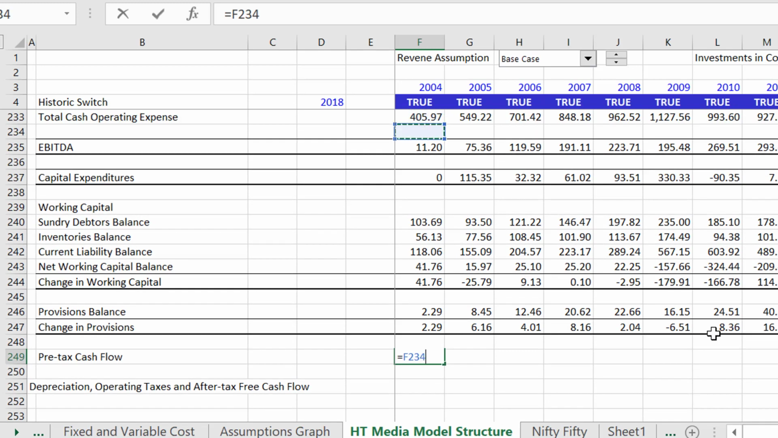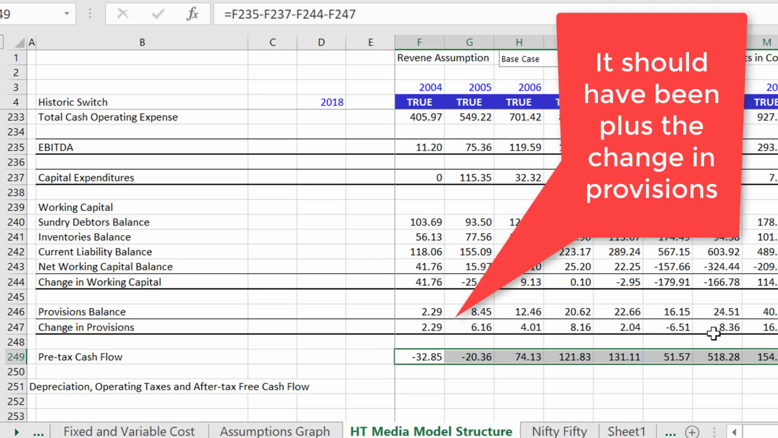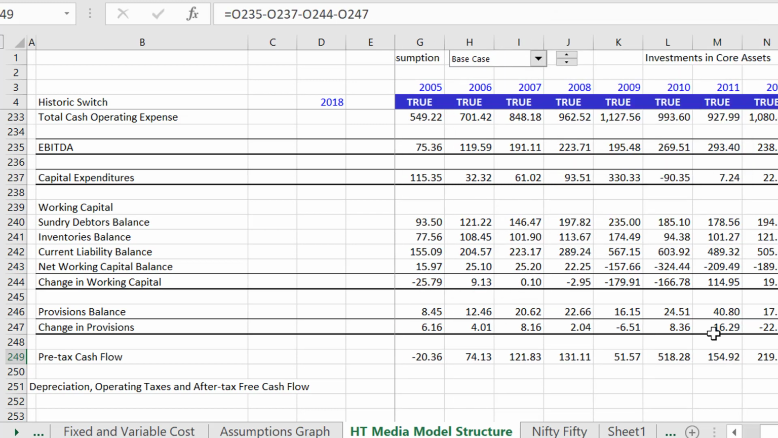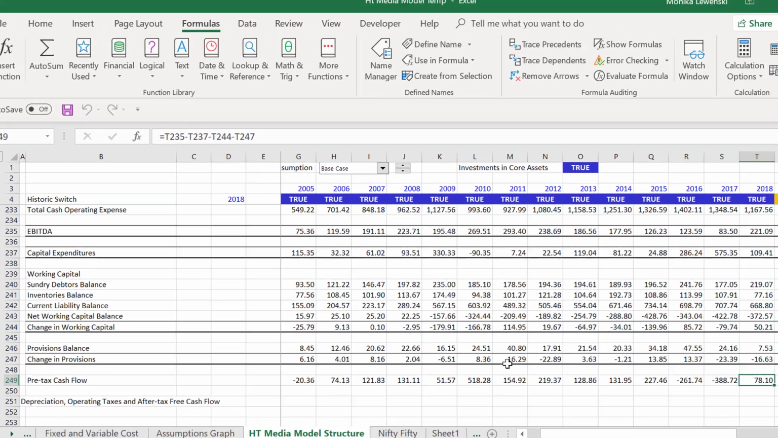Who cares? Why can't you compute pre-tax cash flow? It's EBITDA minus capex minus the change in working capital and minus the change in provisions. Okay, and then we can just deduct taxes from there, so we can get an indication that fast of what's going on here. Looks like we have some negative cash flow, and then we're projecting.